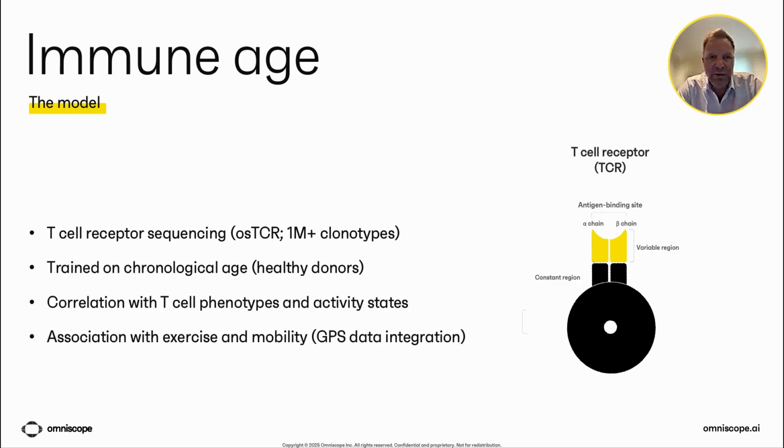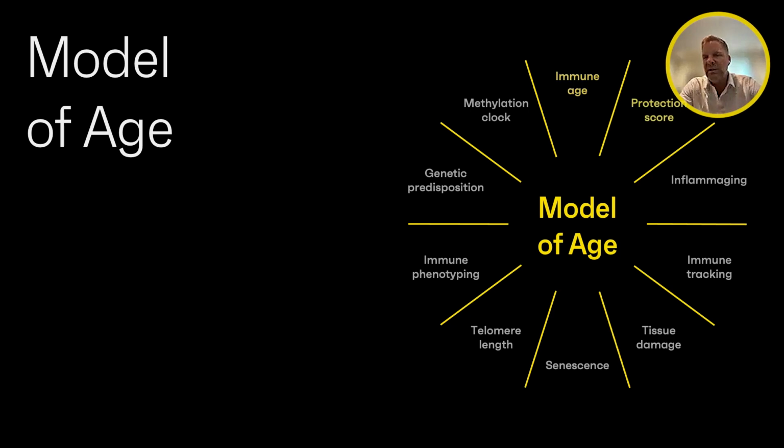With this, we can now use Immunage, or immune aging, to look at correlates, for example T cell phenotype and activity states, or we can look at correlation to external metrics such as exercise. This will be the focus of the talk today. But we can also look at different interventions in the space of longevity, for example nutritional changes, supplements and therapeutic interventions.